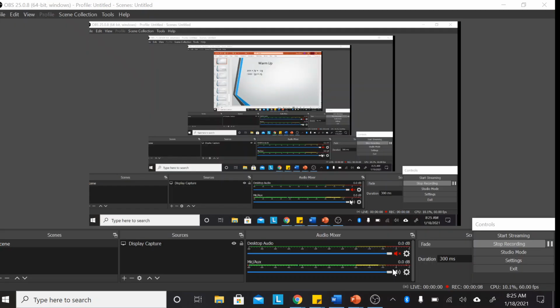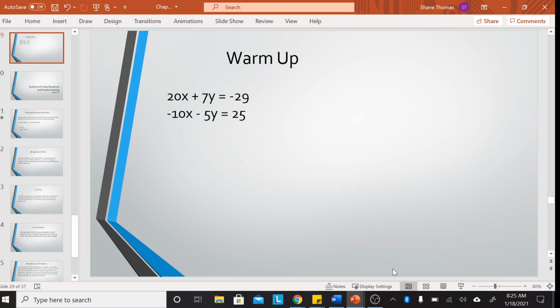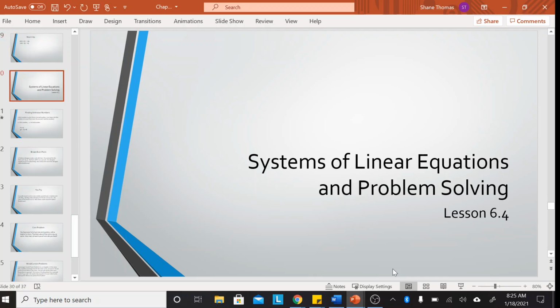So we've been talking about the different types of ways to solve. We solve by graphing, we solve by elimination, we solve by substitution, right? So we have three different ways, three different tools in your back pocket that you can use. So for this now, we're going to systems of linear equations and problem solving.